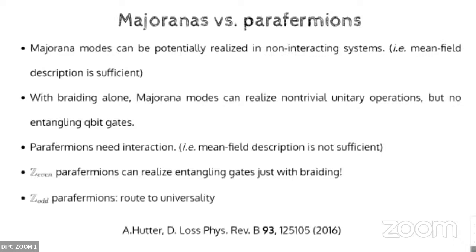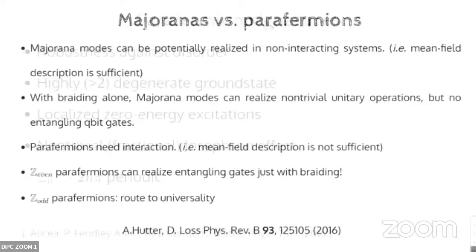And now I'm not going to go into very much detail on the last point, because the key point is that if you would realize odd parafermions, then that would lead a route towards universality, because with odd parafermions you can define Fibonacci anyons, and they indeed could be used to encode a topologically protected ground state with a universal gate set. Okay.